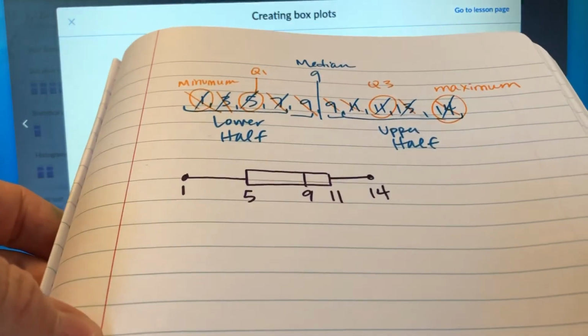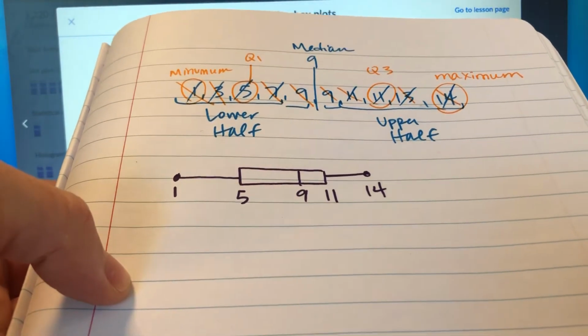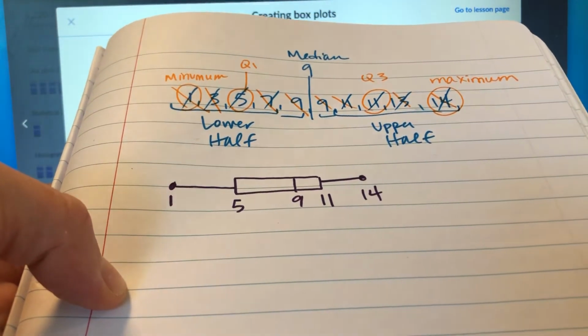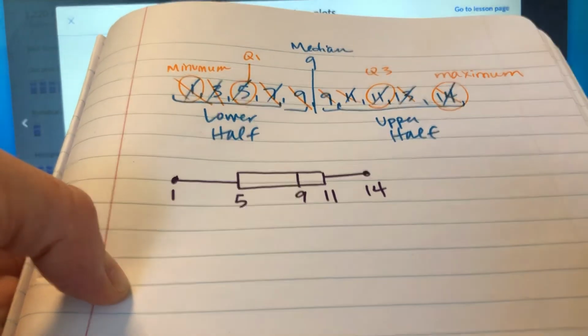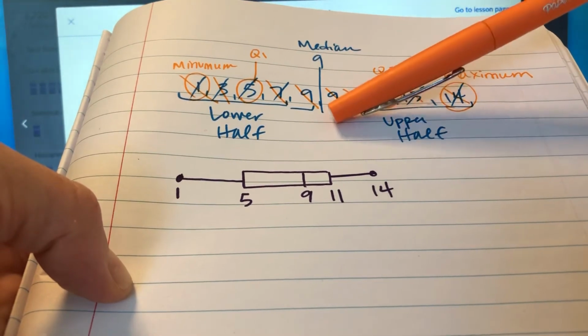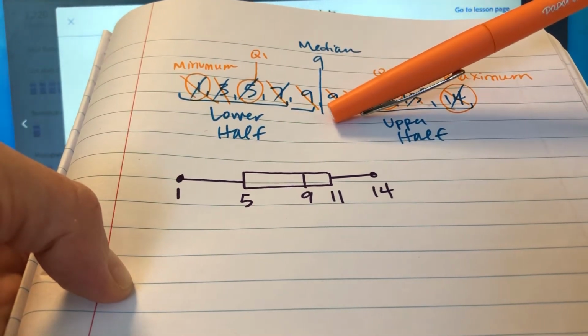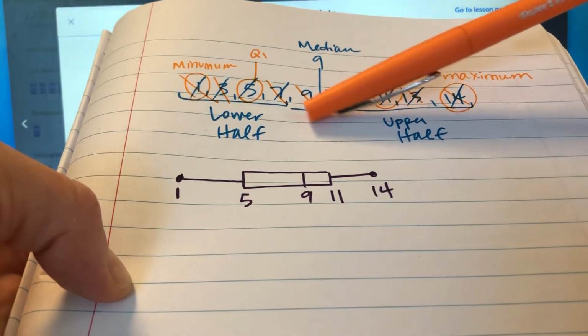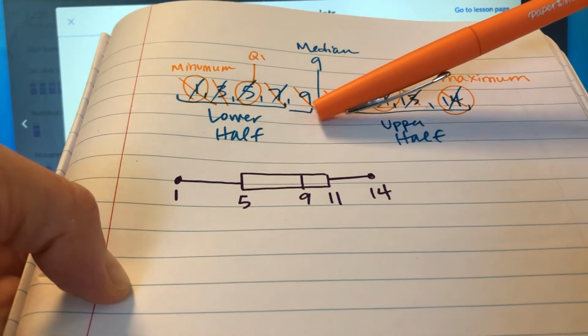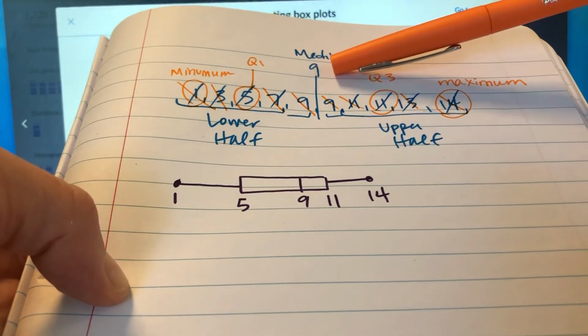So we're given these numbers. We had 1 through 14. 1 is your minimum, 14 is the maximum. I used the orange marker to cross out as I got toward the center. So I found a median of 9. Now I actually had two 9s in the middle. So you have to be really careful here. When you have two 9s in the middle, you add them together, divide by 2, 18 divided by 2 is still 9. So 9 is your median.